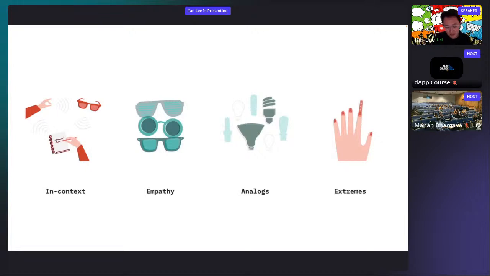For example, you would send researchers or product developers to a shopping mall or a store, and you would tell them to go do stuff, right? And you would make them experience and empathize with the end user so that you could better imagine what their needs were. Analogs, pretty simple.